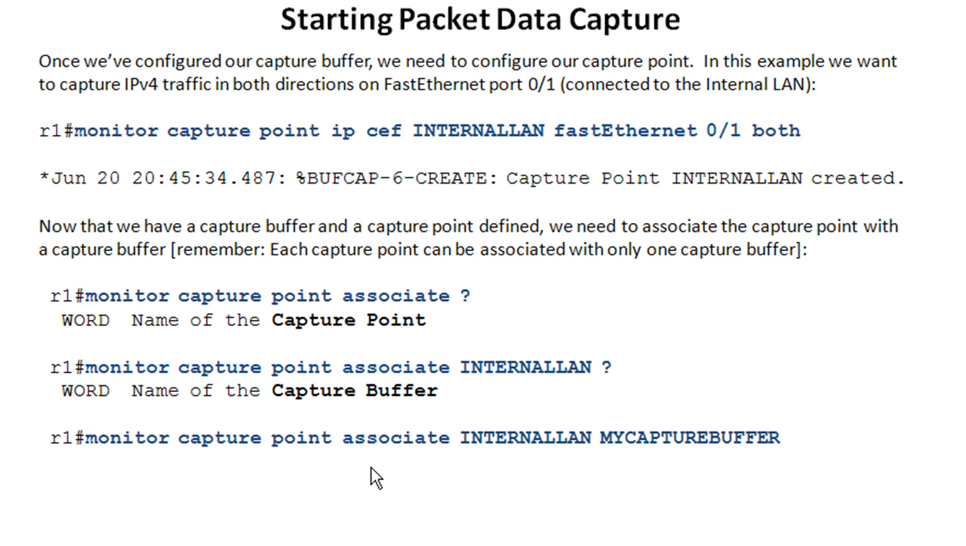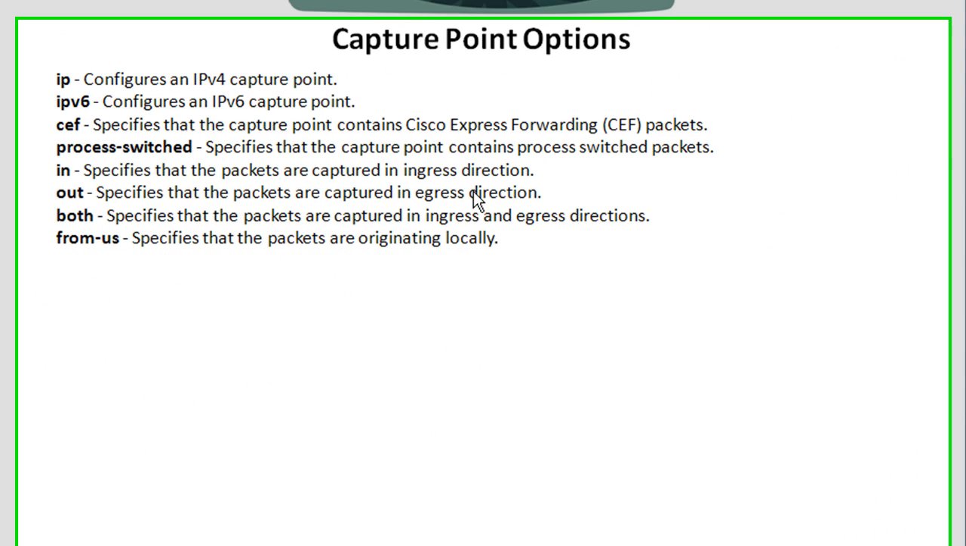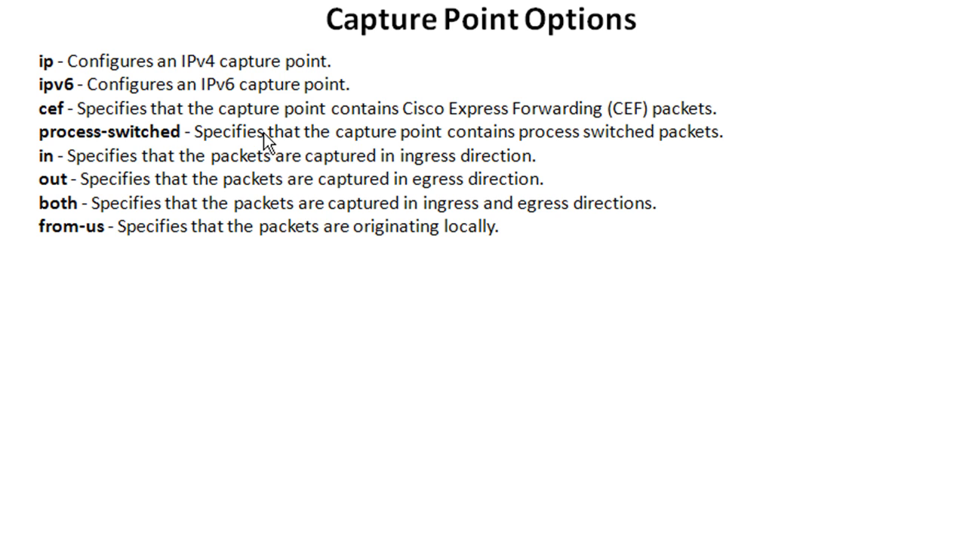So in this case, we're going to say, let's associate my capture point internal LAN with this buffer called my capture buffer. And here's some of the capture point options. There's not quite as many as the buffer, so you actually do most of your filtering of your packet capture on the buffer rather than on the capture point. You can decide IPv4, IPv6, CEF versus process switch, in, out, both. And then "from us" is actually kind of interesting. It specifies packets that are originating locally. And that might bear more investigation. I didn't look at this too closely. I don't remember seeing this on the command line, but this would be very useful for packets that originate from your router, like BGP or OSPF.